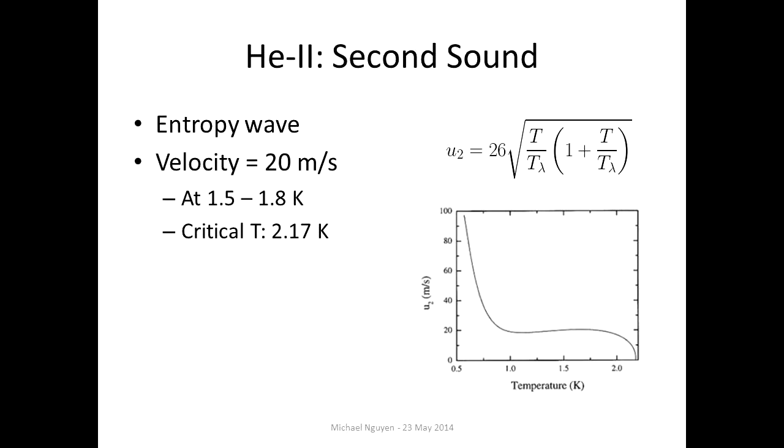The second sound wave is an entropy modulated wave in superfluid helium. We use this because it is much slower than the first sound, and so it is easier to detect. As you can see here, the operating region of constant velocity is also quite high, between 1 and 2 Kelvin, which is below the critical temperature of helium. For our purposes, we'll be operating around 1.5 to 1.8 Kelvin, and so the average velocity of the second sound will be about 20 meters per second.